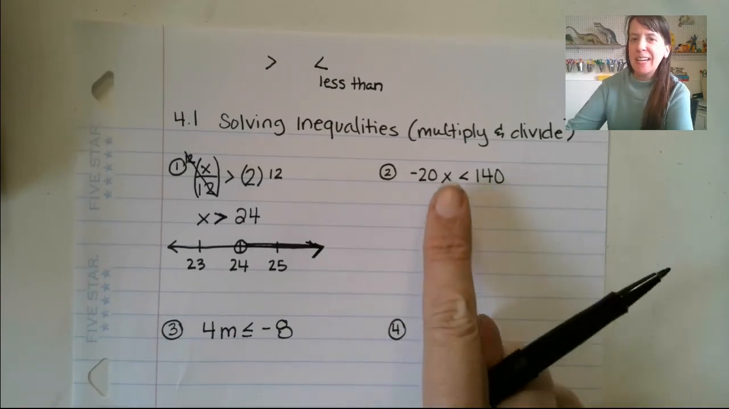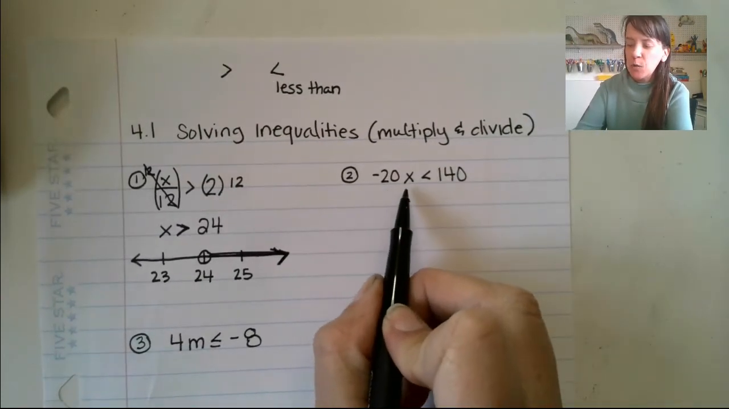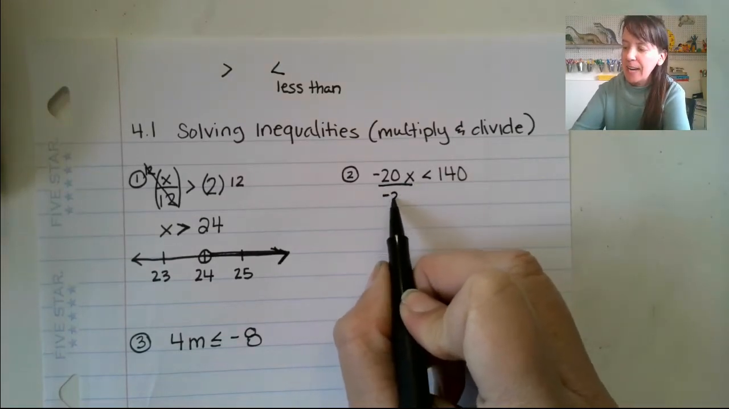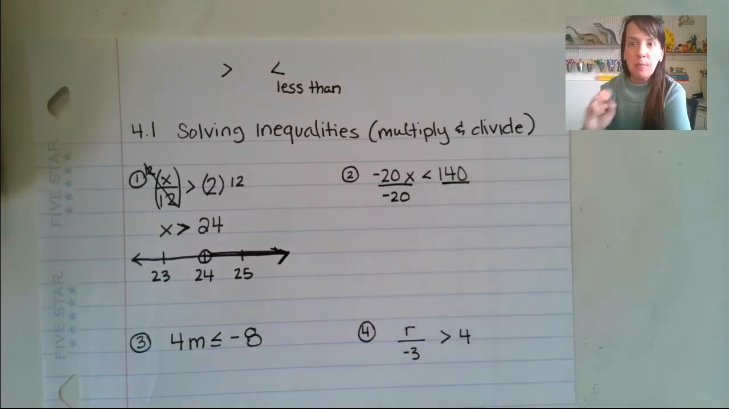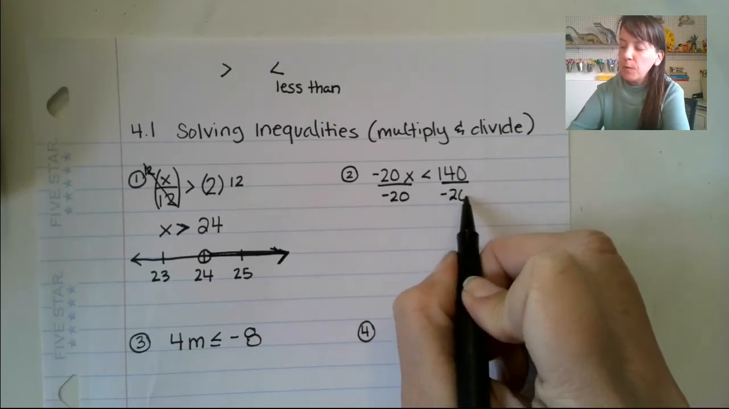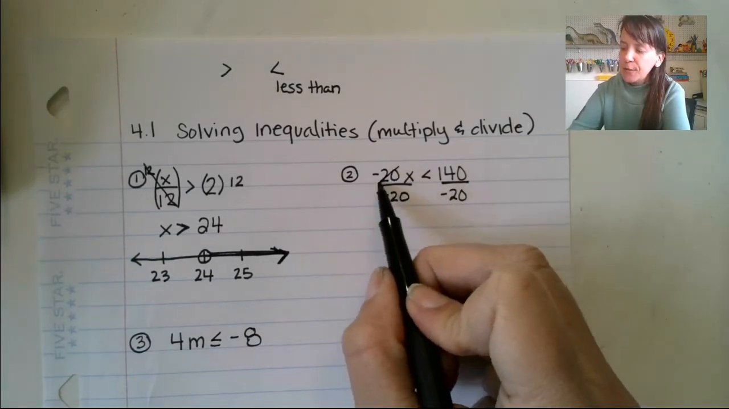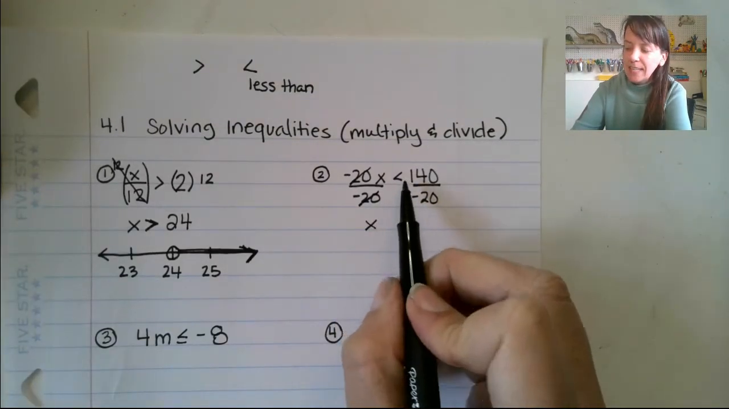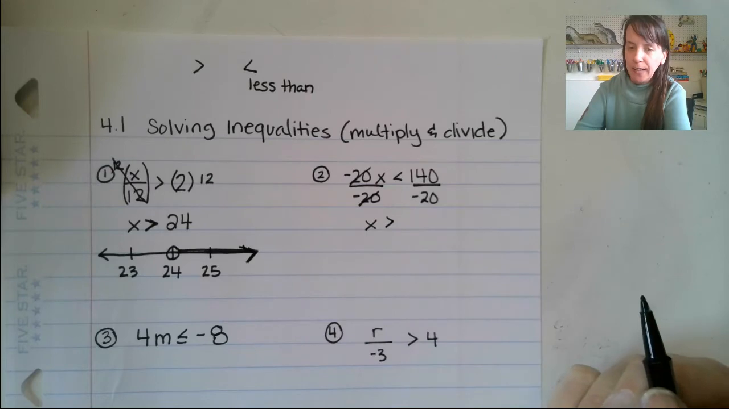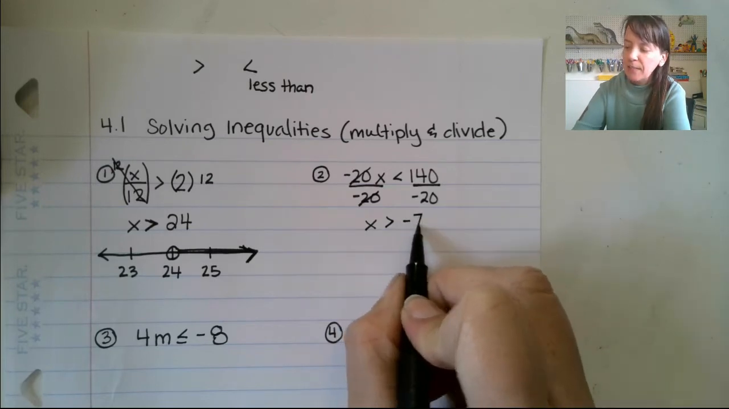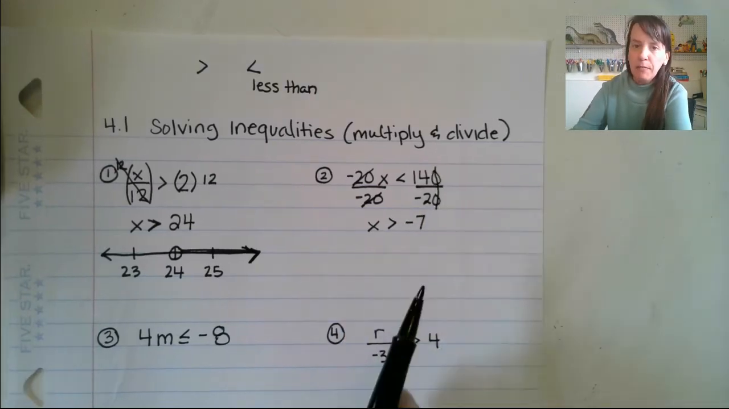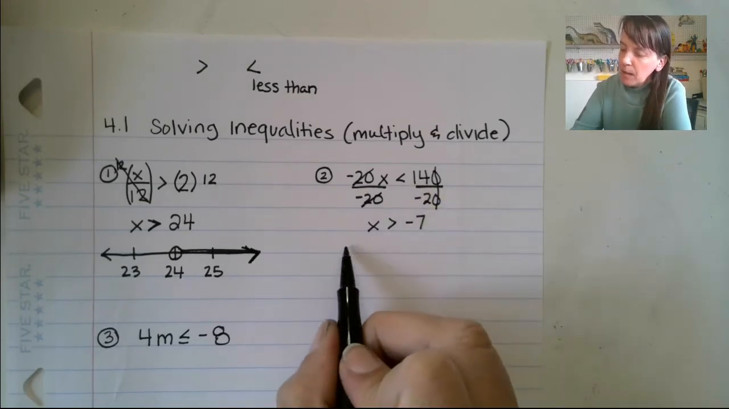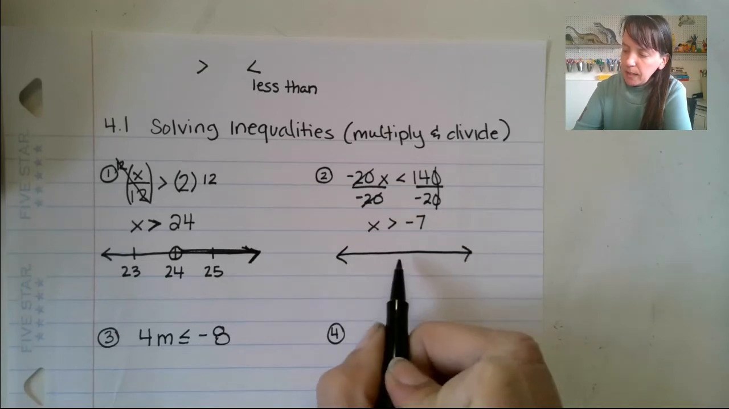Okay, for this next one over here, we're multiplying negative 20 times x, and the opposite of multiply is divide. So we're going to divide both sides by negative 20. Now, when you multiply or divide by a negative number, you must remember to flip your sign. So these negative 20s cancel out. We get x. It was less than, so we need to flip it to make it greater than negative 7. These cancel, and I get positive divided by a negative is a negative, and 14 divided by 2 is 7.